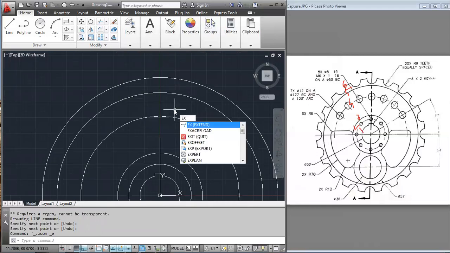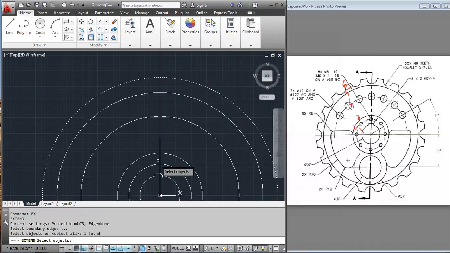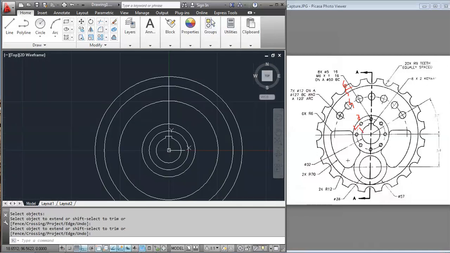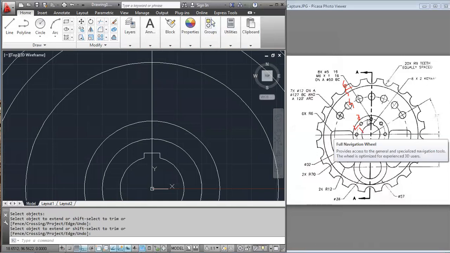Okay. EX, enter. Select this, enter. Now select the object that I need to extend. Enter. Completed. So now second is I have to draw this circle.